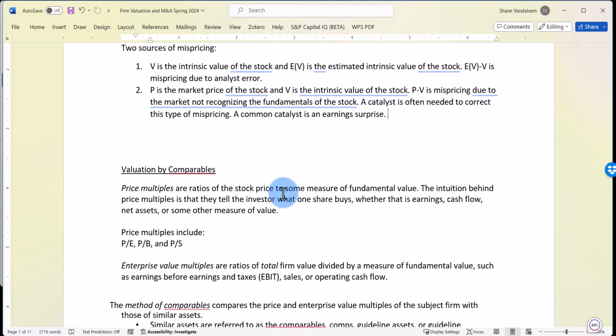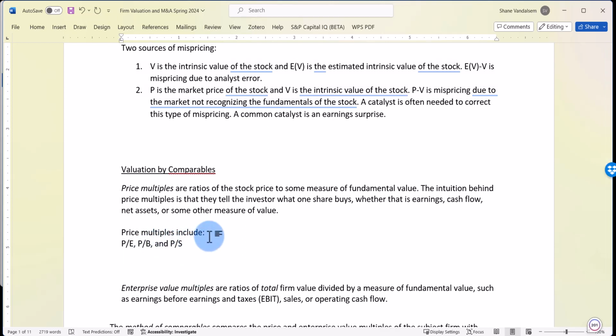But there are three price multiples that are frequently used. Those price multiples are the price to earnings ratio, that's what I have down here, PE, the price to book ratio, and the price to sales ratio. Let me just go through these and give you some definitions. So PE is the price to earnings ratio and is calculated in different ways. I'm going to show you two different ways that we calculate it, but in general it's calculated as the price per share divided by the earnings per share.